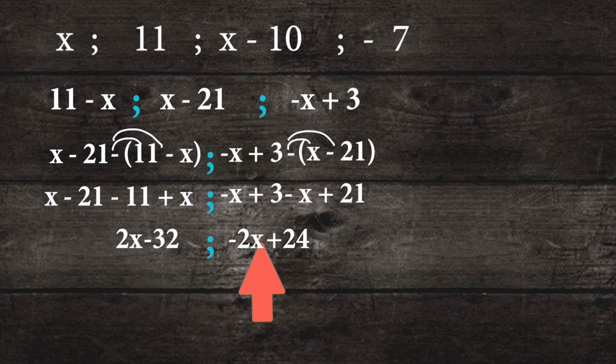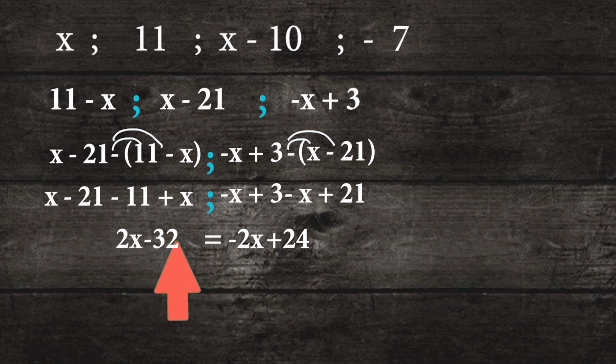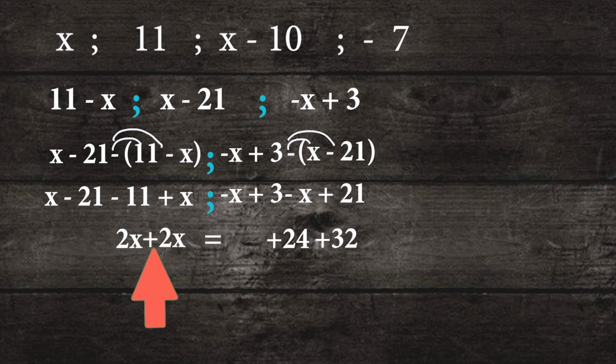But now this will be our second constant differences. And as we know, they are exactly the same answers for the entire series because we are busy with the quadratic series. The second constant difference is always the same. So we equate these two so that we can solve for x. So the minus 2x goes to this side, it becomes a plus 2x, while the minus 32 goes to this side and becomes plus 32.